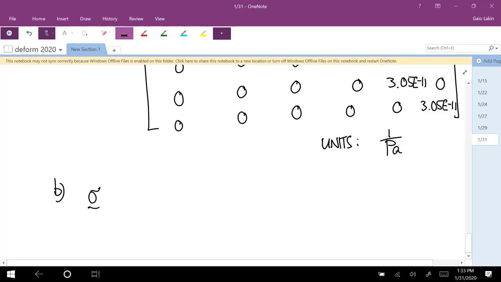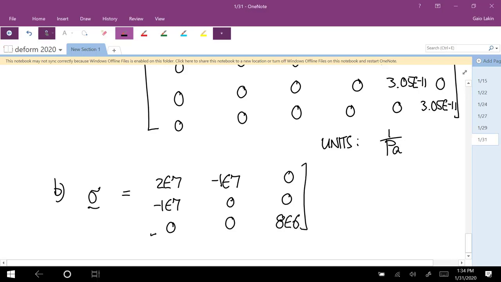And it's under some loads, and they calculate that those loads at some point in the material are producing a stress of 2 times 10 to the 7, negative 1 times 10 to the 7, 0, negative 1 times 10 to the 7, 0, 0, and 0, 0, and positive 8 times 10 to the 6 in pascals.